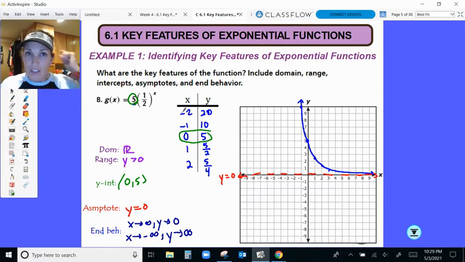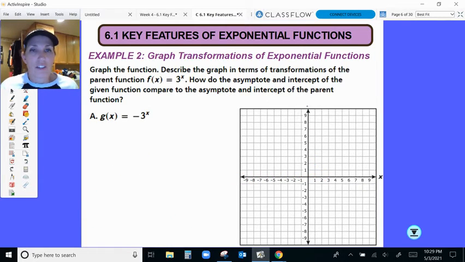Okay, so those are our key features on how to find our graphs. Next I want to describe the graph in terms of transformations. So we're going to take a peek at transformations and what those look like. I'm going to open up a little tool here from Savvas, so we can help us look at what these mean.